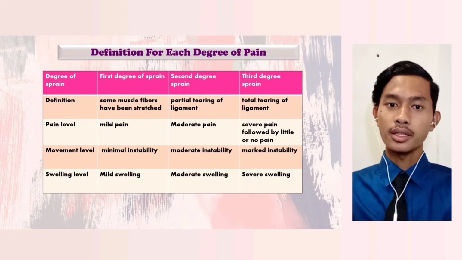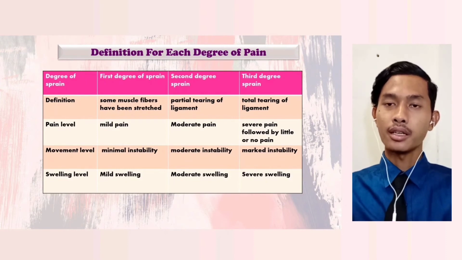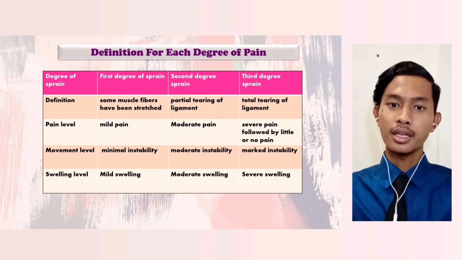The second one is the second degree of sprain, and it means that half of the ligament has torn. This is the most common type of ankle sprain, and it is characterized by moderate pain in addition to moderate swelling, bruising, and some difficulty with movement.